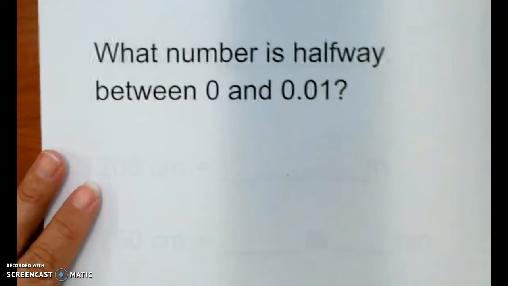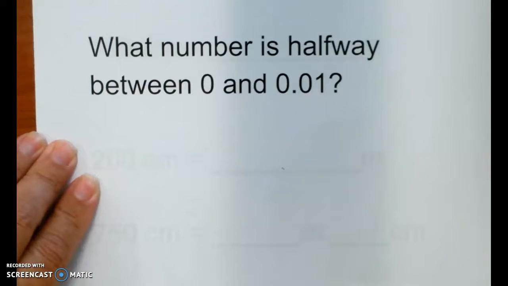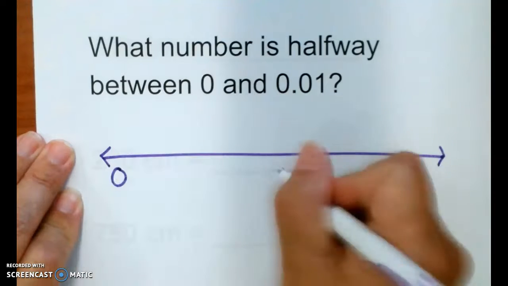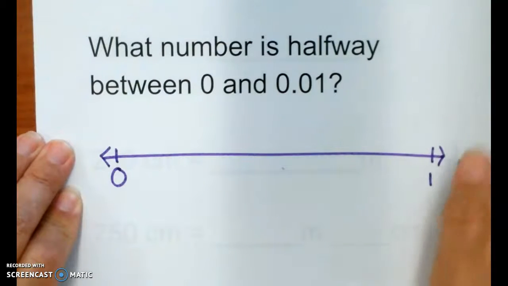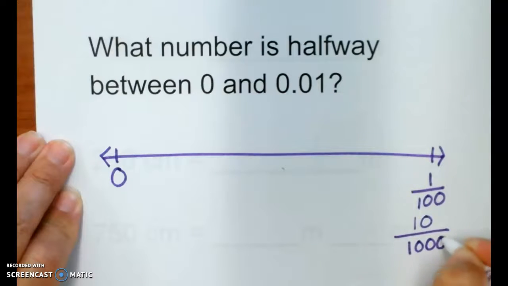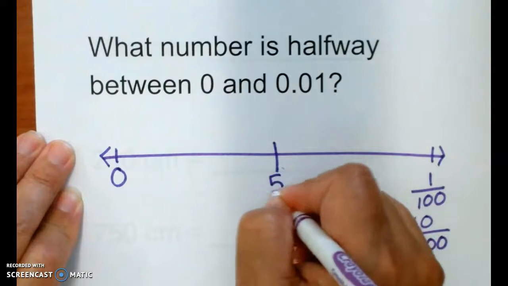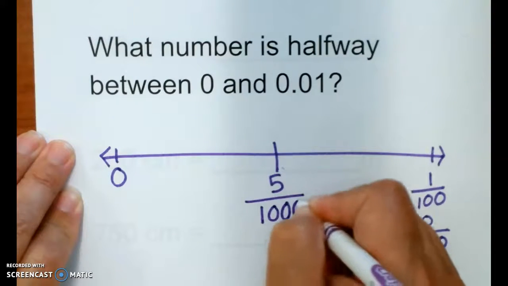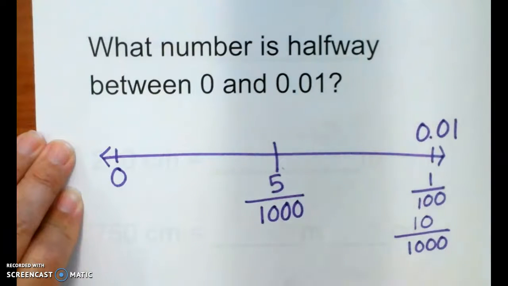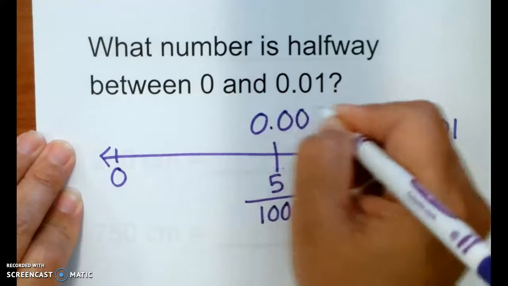Now, this one's going to get a little trickier. What number is halfway between 0 and 1/100th? So, I have 0 at one end of my number line. I have 1/100th. 1/100th is also 10 1,000ths. What number is halfway between 0 and 10? 5. So 5 1,000ths, which if we wrote this as a decimal, because we write 1/100th as a decimal, this would be 5 1,000ths.